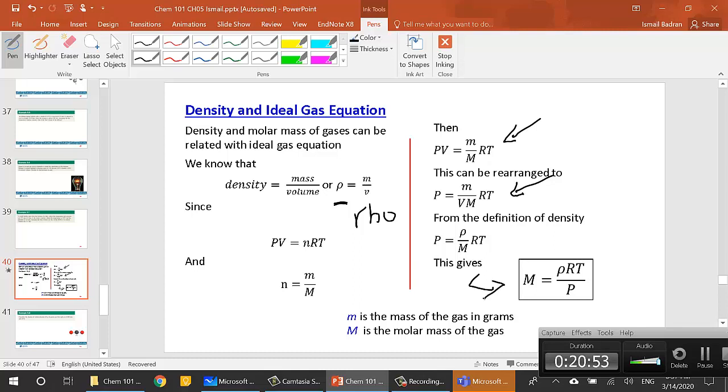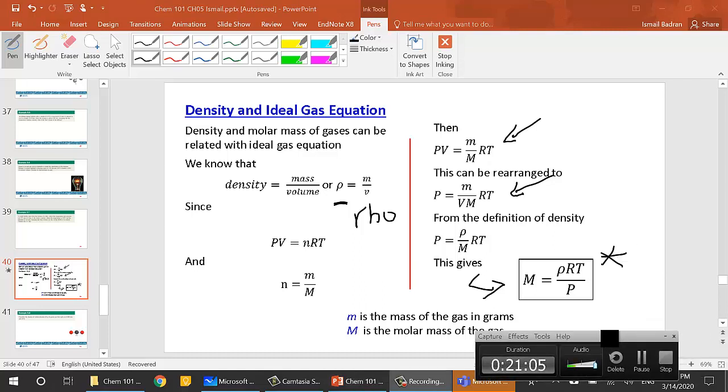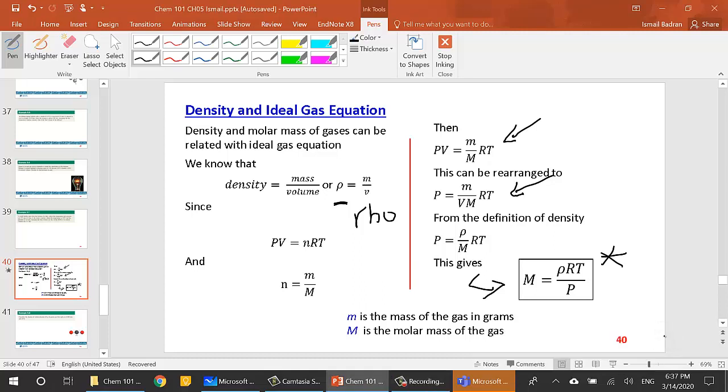This is a very nice equation: molar mass equals rho RT over P. You should memorize this one. If you forget it, you can derive it very quickly. It's not very difficult to derive. Now, what's the application of that? If you are able to measure the density of a gas, you can know its molar mass. So this is used to identify the molar masses of unknown gases, or vice versa.